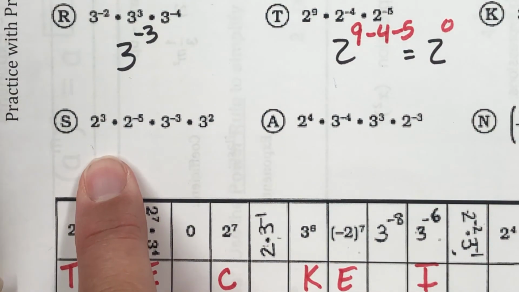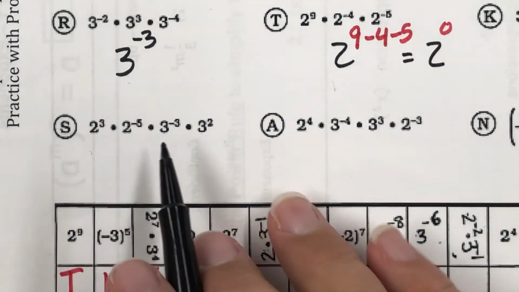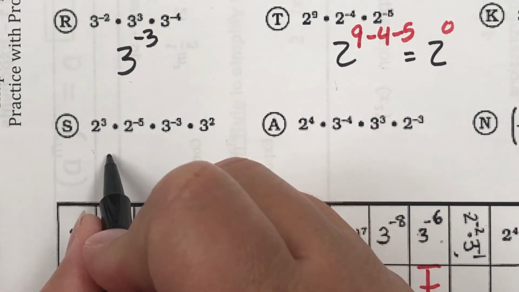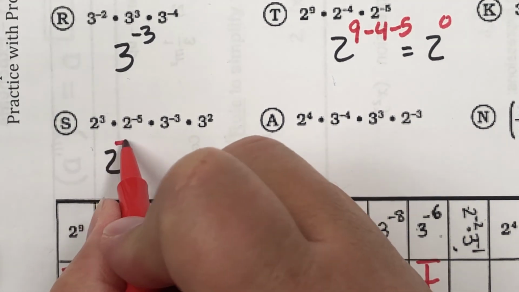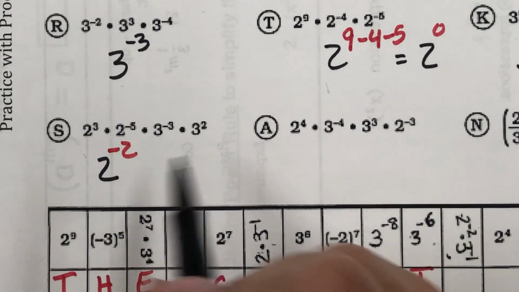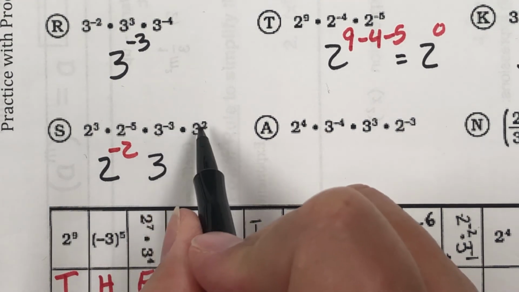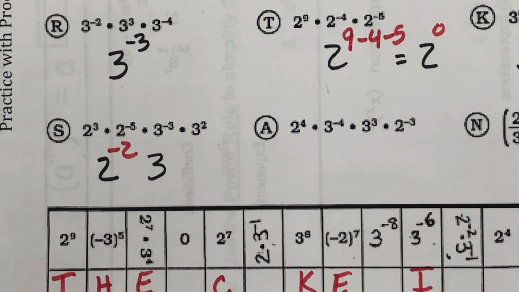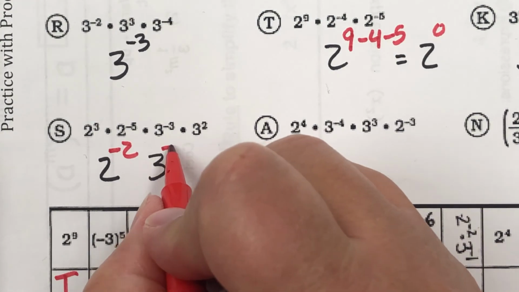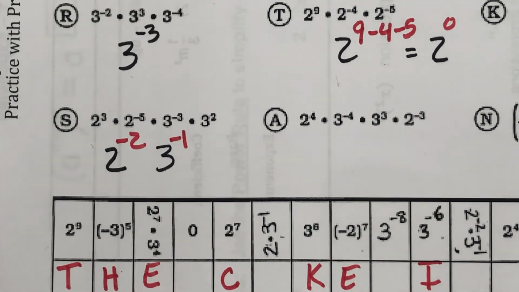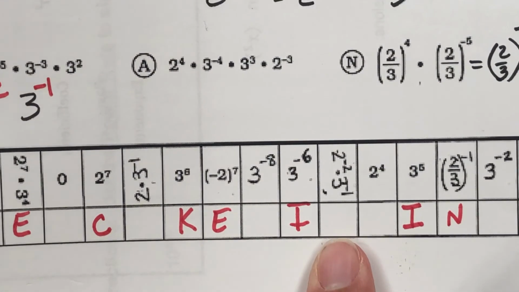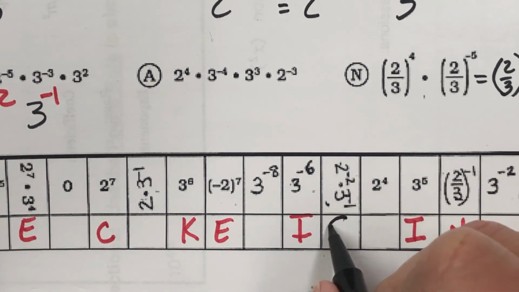I'm almost done. Two more. Here we go. There's two separate bases again. This one is 2, and I have 3 minus 5, negative 2. And this base is 3, negative 3 plus 2. That's negative 1. So I have 2 to the negative second power and 3 to the negative first power, which is over here. So that's going to be letter S.